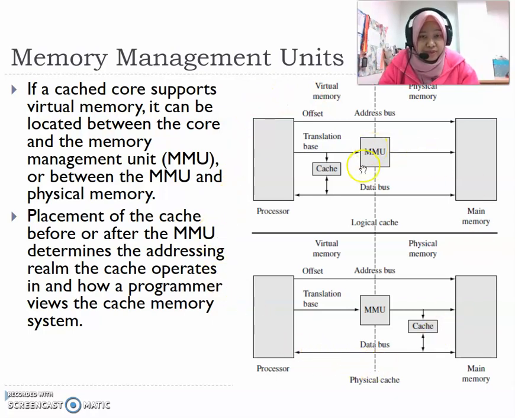In this figure, we have what we call the MMU, which stands for Memory Management Unit. So what is actually a Memory Management Unit? It's a mechanism. Okay, so what mechanism is that?